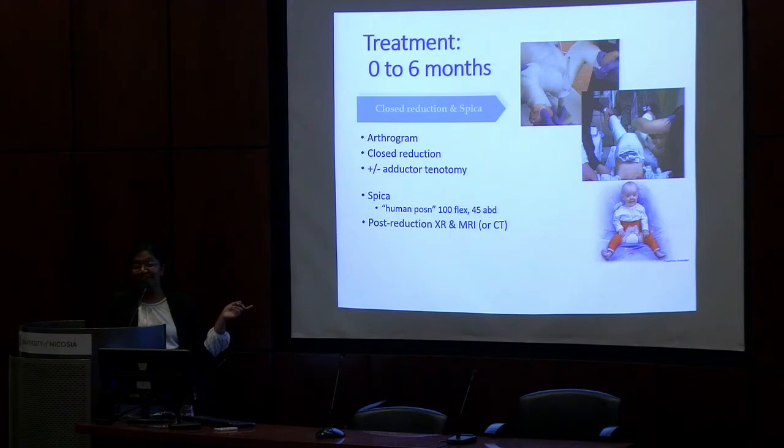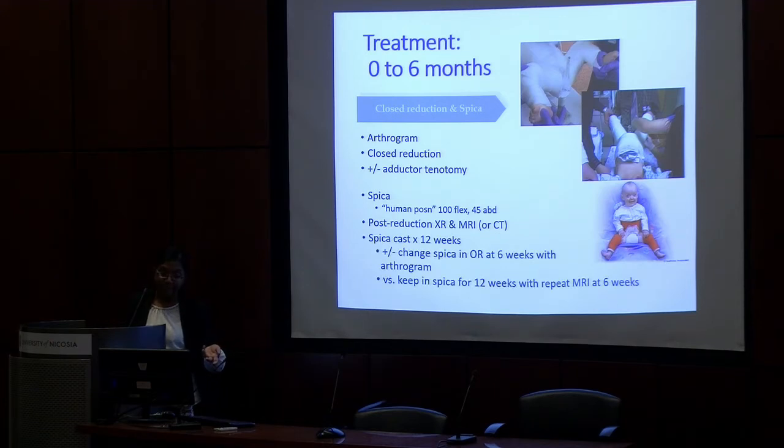And then you do a closed reduction X-ray and an MRI or CT to confirm that the hip is still in after the baby wakes up in the hip spica. Okay? The hip spica cast is kept on for 3 months. And most of us will change the spica halfway, but not everyone does that. Some people will keep the spica on for 12 weeks and just do an MRI at the 6 weeks.